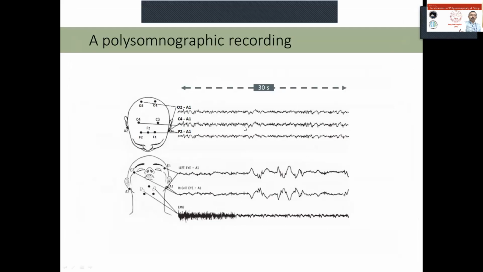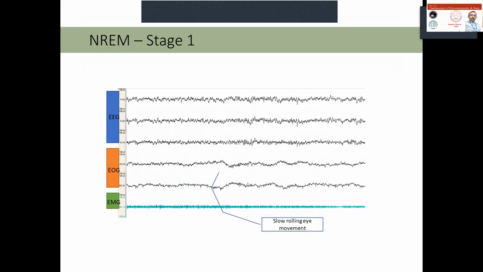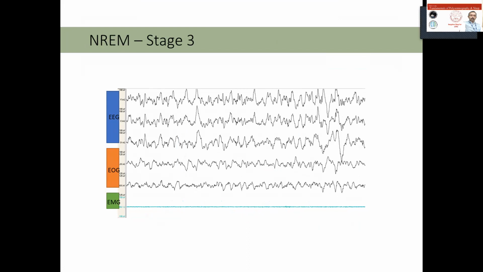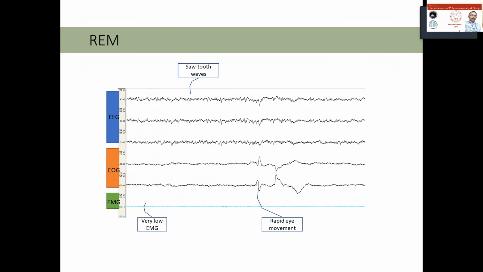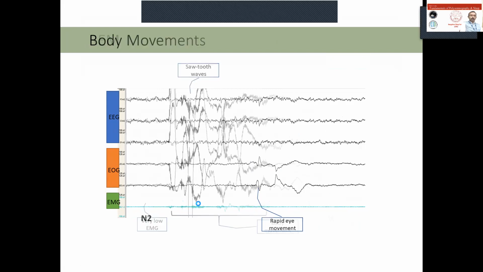As I mentioned, 30-second windows are used. You need 3 signals from the brain, occipital, central, and frontal, 2 from eye and 1 from muscle. And a typical window of wake looks like this. NREM stage 1 looks like this, N2 like this, and N3 like this. So this will be covered in more detail using a continuous recording. REM stage is looking like this, and besides, the EEG is less helpful in identifying REM, but rapid eye movement and low muscle tone will be more confirmatory to identify REM.